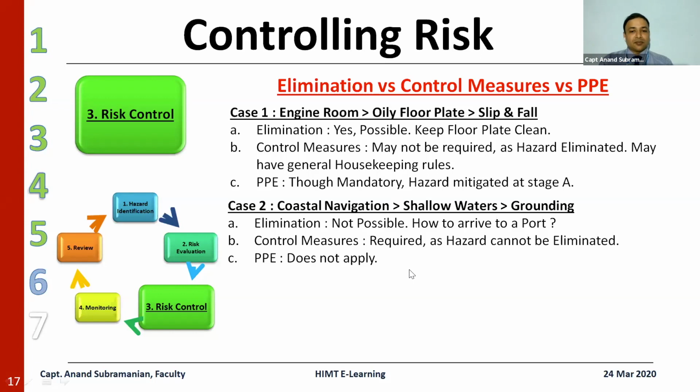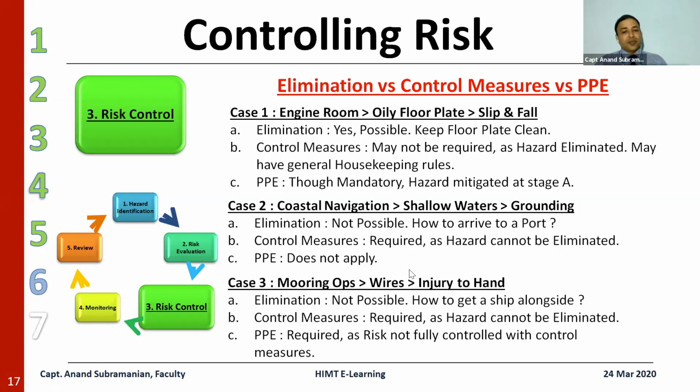Next thing we come to is where all three procedures are required. Mooring operations, like I gave an example of a wire or a rope which can cause injury to the hand. Can I eliminate it 100%? No, sir, not possible. If I don't use the wires or ropes, then how do I get the ship alongside? So I need some control measures. Control measures are basically critical equipment, mooring operation procedures, and checklists, which make it much safer.